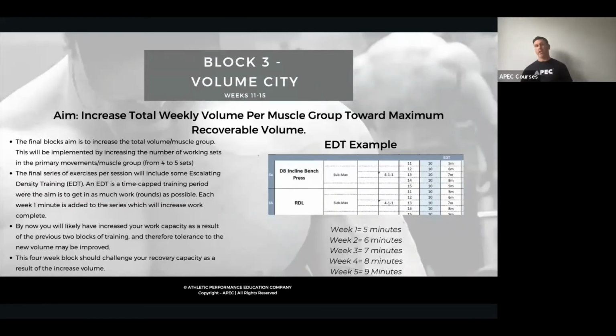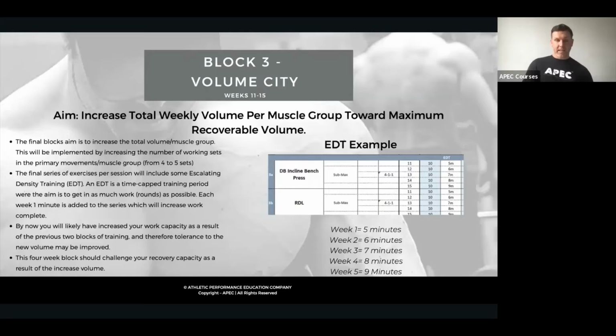Finally, we have block 3, where we're looking at mass volume through the program to induce the most hypertrophy we can. The aim is to increase total weekly volume per muscle group towards maximum recoverable volume. The final block's aim is to increase the total volume of each muscle group. This will be implemented by increasing the number of working sets in the primary movement or muscle group from 4 sets to 5 sets. The final series of exercises per session will include what's called density training.